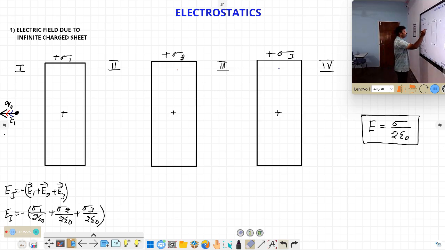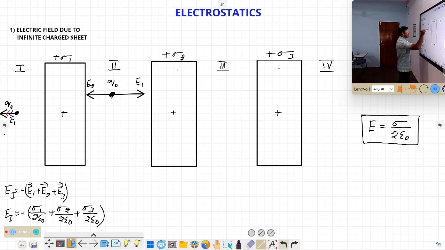Similarly, in the second region, what is the electric field intensity? Imagine a test charge here. The first plate, which is positive, repels this charge in this direction, which I take as E1. What is the direction of the electric field due to the second charge? The second sheet is positive and repels this charge in this direction, which I take as E2.